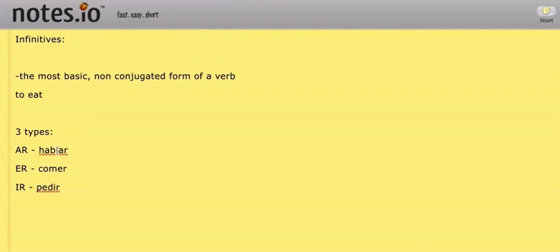And so overall with infinitives, you'll always start with the infinitive first. You'll always start with the verb in its AR, its ER, its IR form, and then change it in order to conjugate it to reflect both who's doing it and the tense.